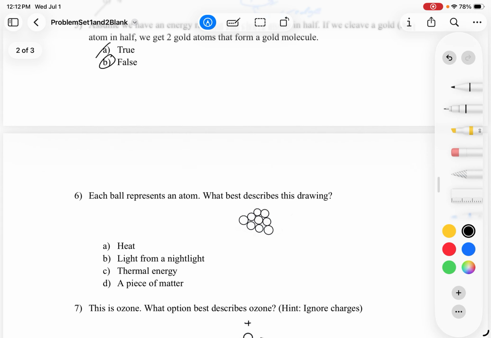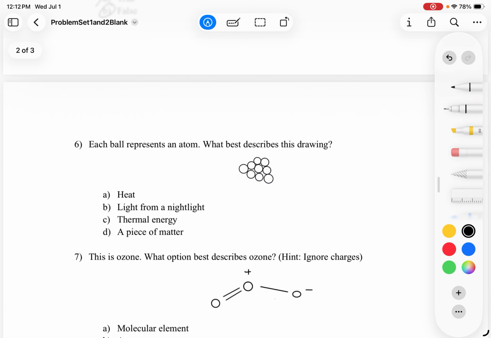Let's go to number 6. Okay, so each ball represents an atom. What best describes this drawing? Is it heat? It's not heat. Heat does not have atoms, right? The heat is energy. It's a type of energy. Light from a nightlight. Light is made out of photons. Remember, I think I said that in the lecture. I don't remember too well. But light is made of photons. It does not have atoms.